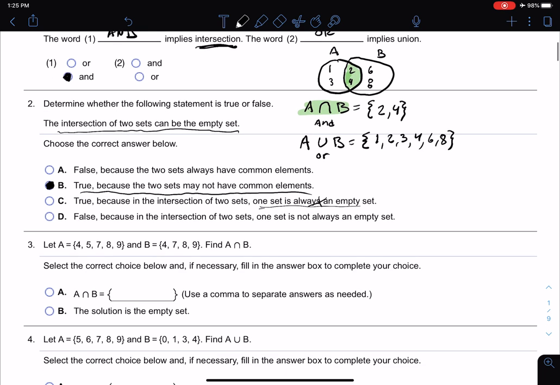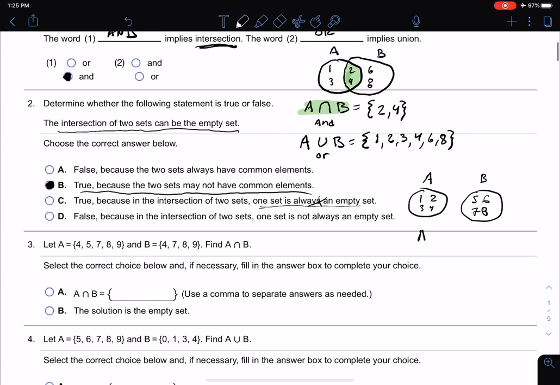Yes, that is true. So if I had set A, I'm going to say set A is 1, 2, 3, 4, and set B happened to be 5, 6, 7, 8. Notice there isn't any overlap. This is called mutually exclusive. And if someone said they wanted A intersect B, tell me the elements that are in A and in B, well, that would be the empty set, which you can show that way, right? Braces with nothing in it means no solution, or you can use the empty set symbol.